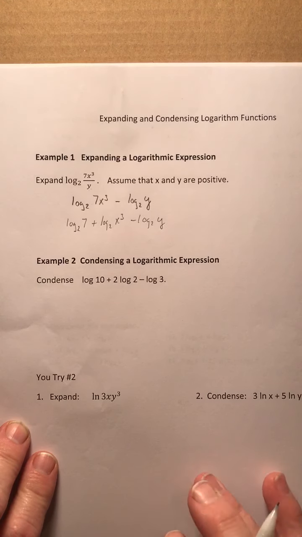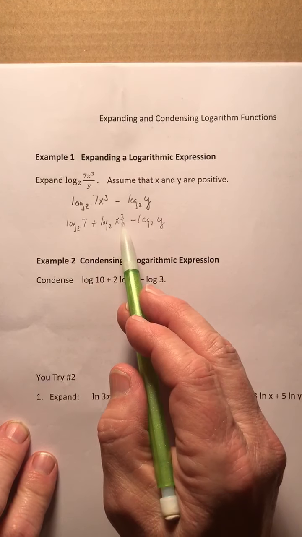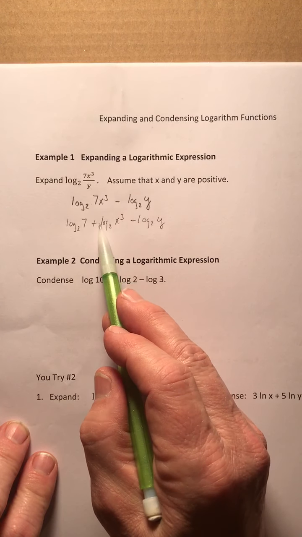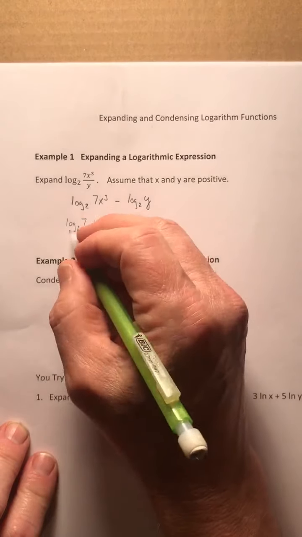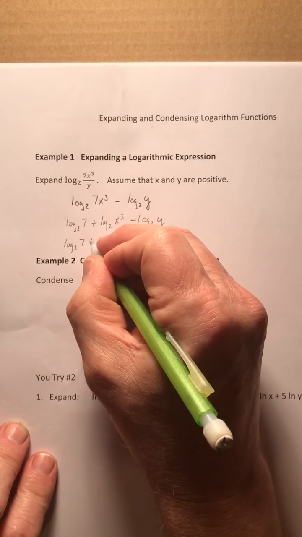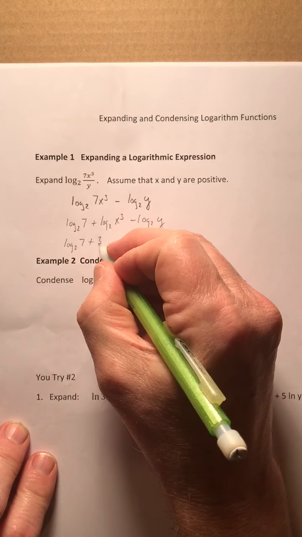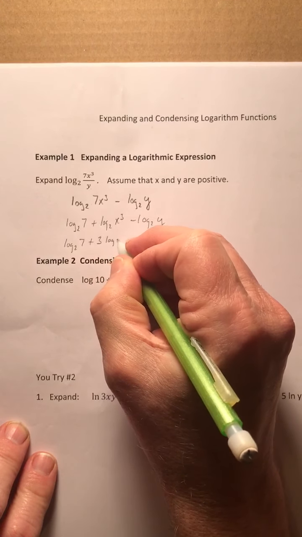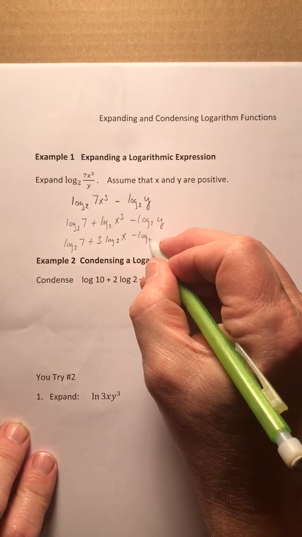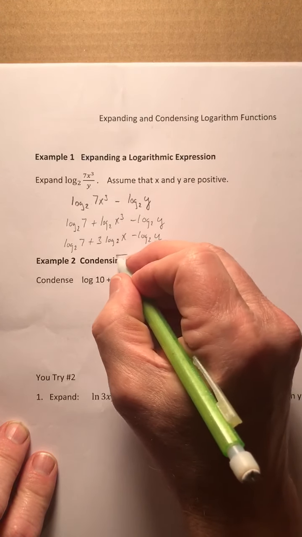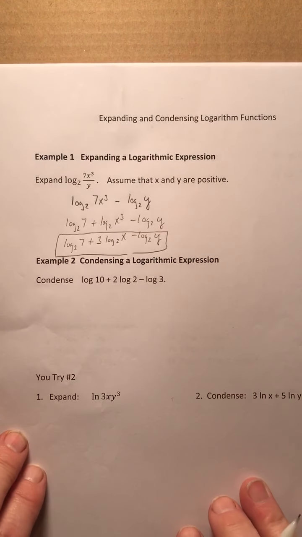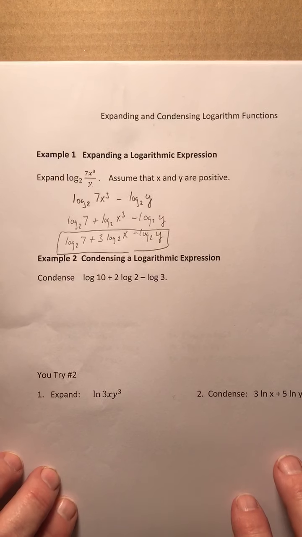All right, now the final step we have to do is get rid of this third power. And again, the power changes to a multiplication out front. So this is log base 2 of 7 plus, move the 3 out front, so it becomes 3 times the log base 2 of x, minus log base 2 of y. Now this one is fully expanded. All right, so that's expanding.